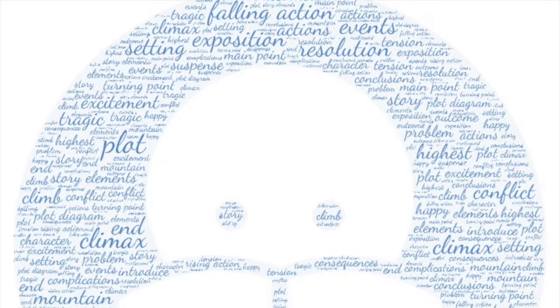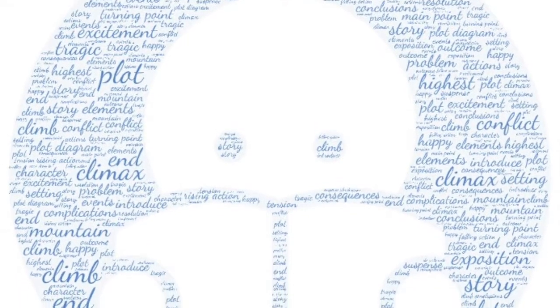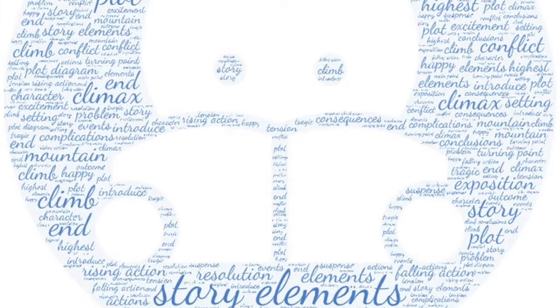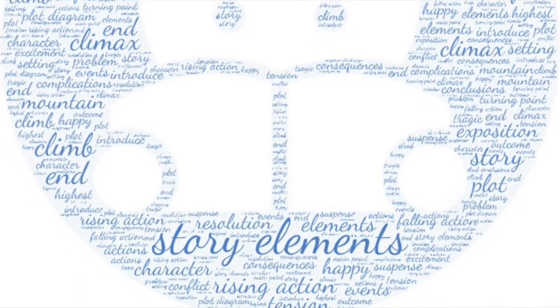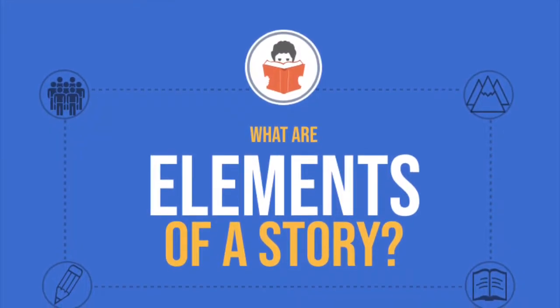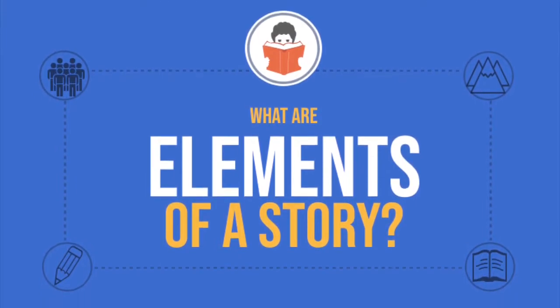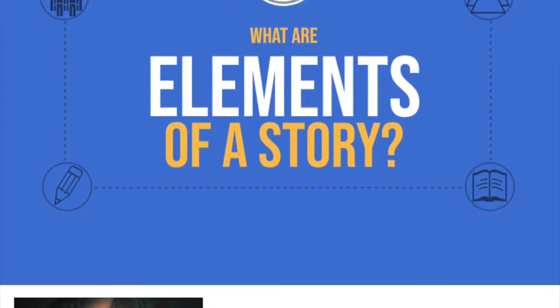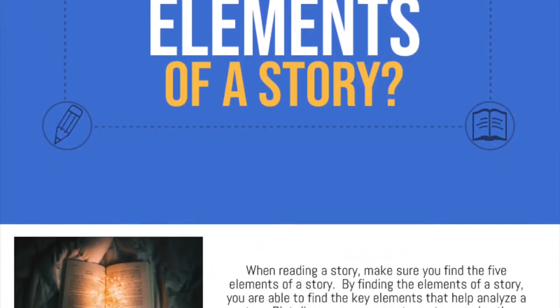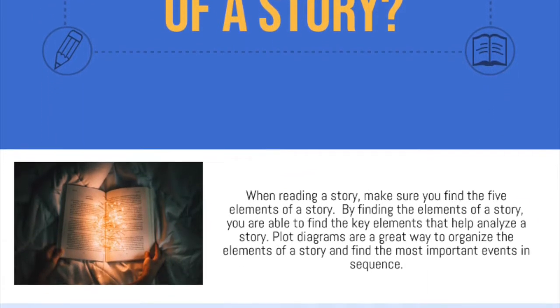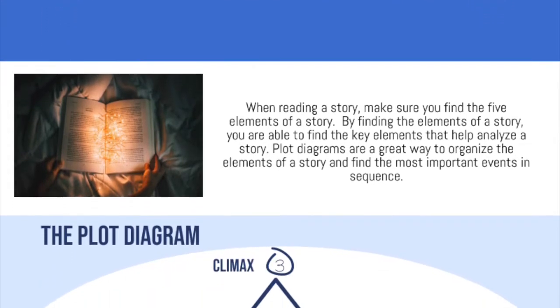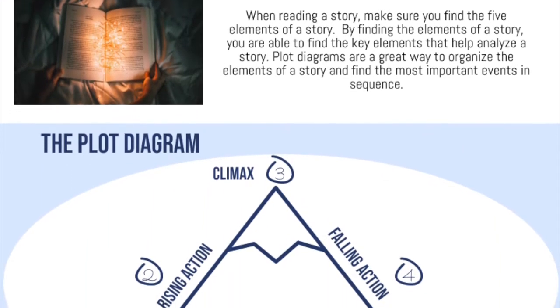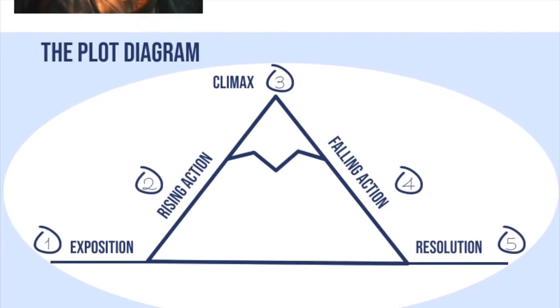In this lesson, the elements of a story you will be learning are exposition, rising action, climax, falling action, and resolution. The exposition is the beginning of the story, including setting and characters. Climax is the middle or turning point in the story, and resolution is the end or the outcome of the story. If you find these three elements, you will be able to find rising action in between exposition and climax, and falling action in between climax and resolution.